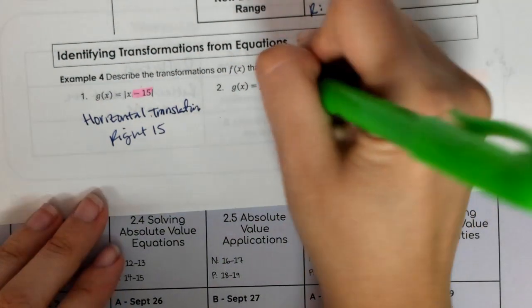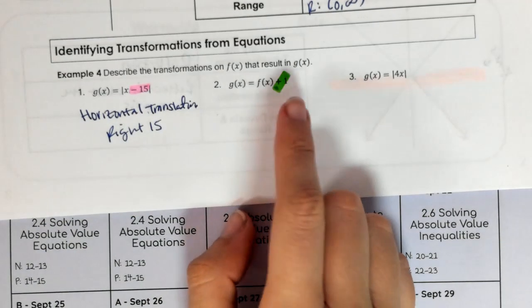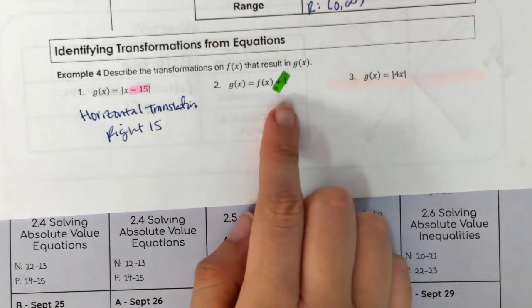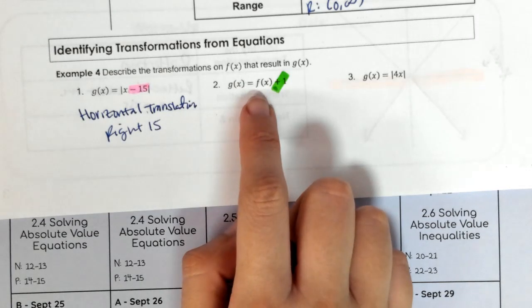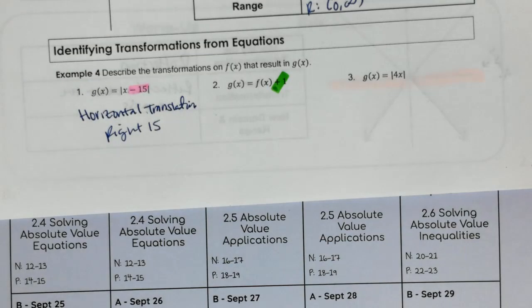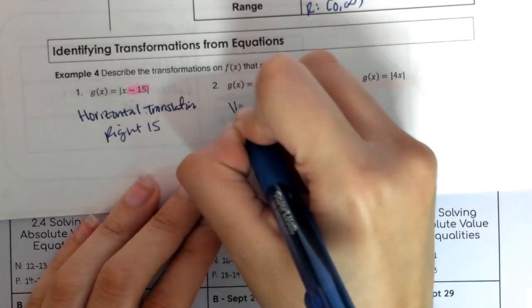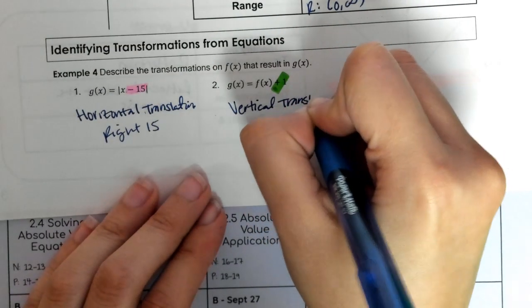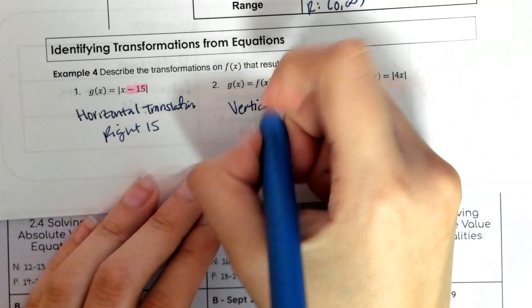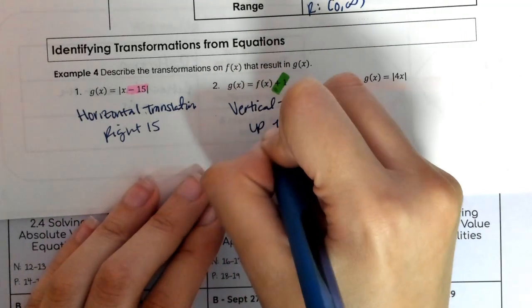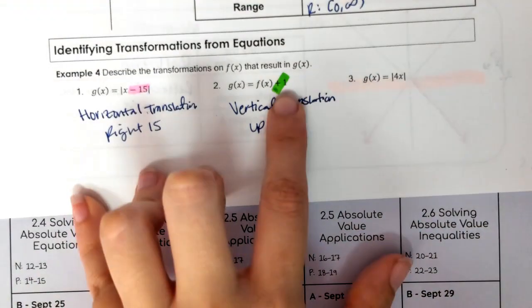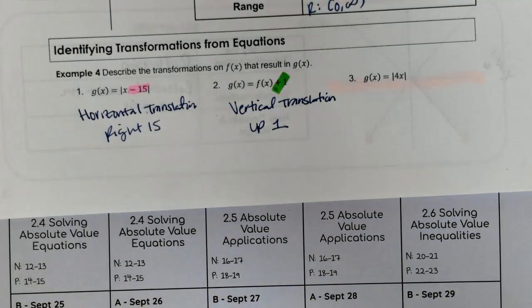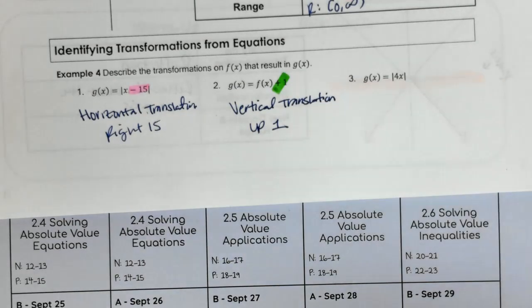Here, I see that I am adding and subtracting, so still a translation, but it's outside of my function notation parentheses, so it is a vertical translation, and it is going up 1. Since it's outside of the parentheses, it's not opposite. So plus 1 just means up 1.